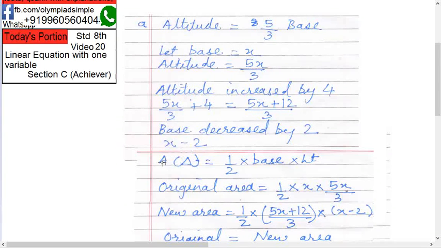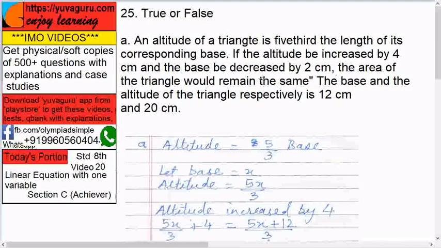Okay. So original area means earlier area, when altitude and base were x and 5x by 3. So area is what? Half base into height. So original area is half into base x into 5x by 3. And what is the new area? Why are we finding original and new area? Because in the question it's given the area of the triangle remains the same. That's why we have to find both the areas and then equate them.